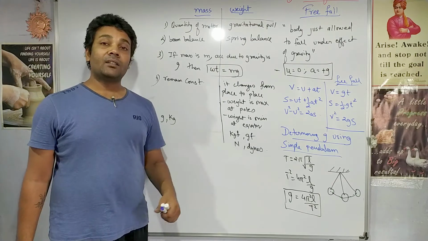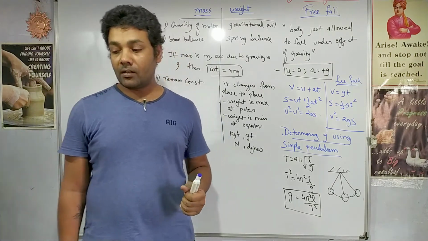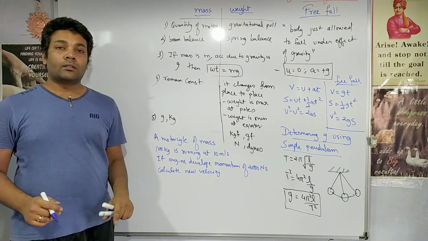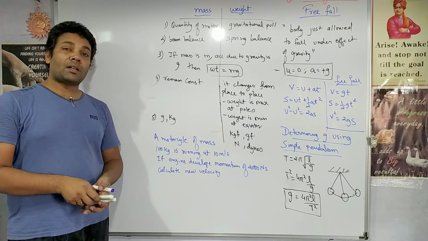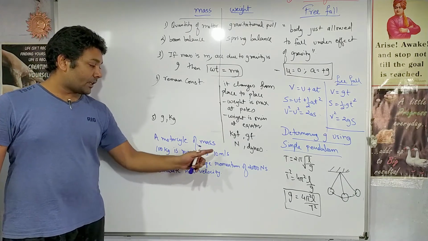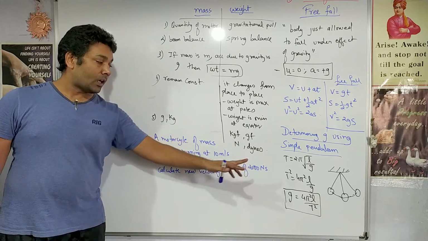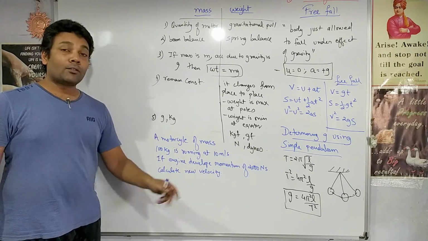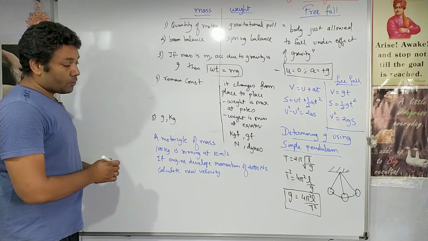So here we end the theoretical part of this chapter. Next we will be doing numericals. So let us take this numerical, right? The question is given: a motorcycle of mass 100 kg is running at 10 meters per second. Engine develops a momentum of 2000 Newton second. Calculate new velocity, right? So this is a question about the change in momentum, right?